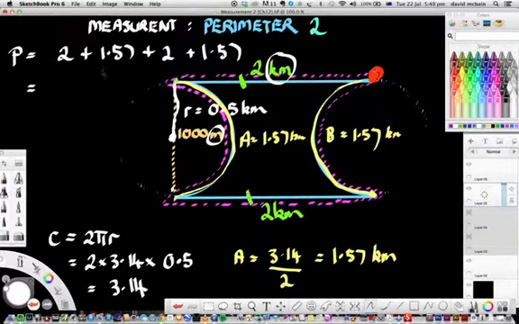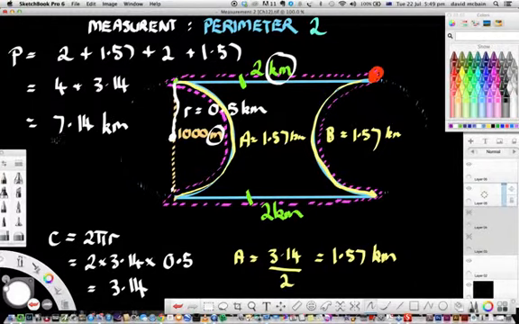Then our full perimeter is going to be 2 plus 2 is 4, and we know that 1.57 plus 1.57 adds up to 3.14. So it's going to be 4 plus 3.14, which equals 7.14 kilometres. So the perimeter around the outside of this shape is going to be 7.14 kilometres. And that's our final example for this video.